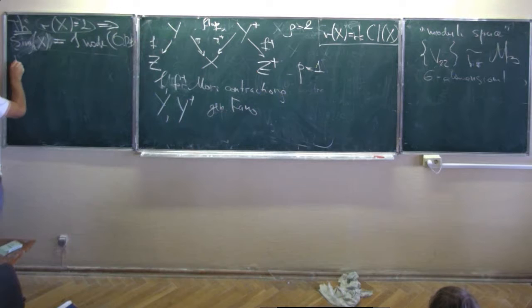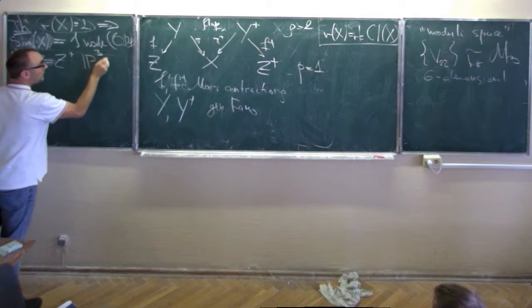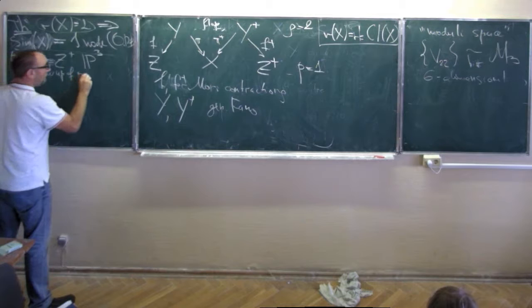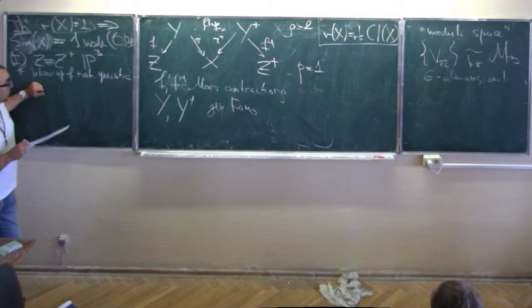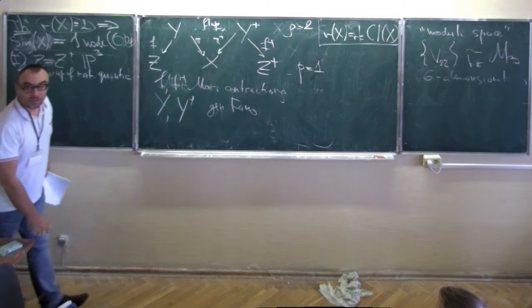Okay, in the first case, Z and Z plus are isomorphic, just P3, and F is the blow up of a smooth rational quintic curve. And we have one more assumption, that it's not contained in a quadric, on both sides. Again, we have a rational quintic. Yes.